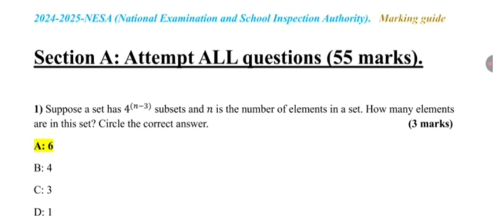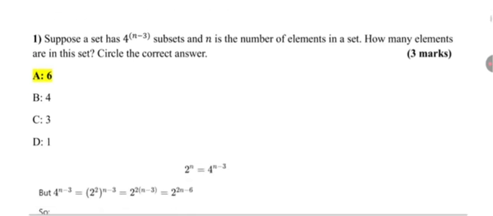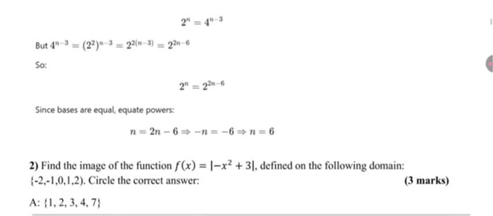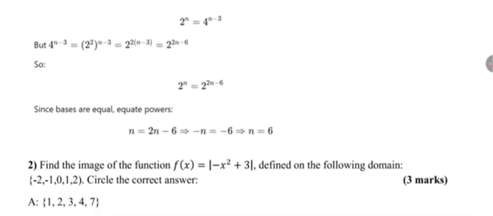As you know, section A requires you to attempt all questions, out of 55 marks. Question one was talking about, suppose a set has 4 power n minus 3 subsets, and n is the number of elements in the set. How many elements are in this set? Circle the correct answer. As you see in yellow, the correct answer is A, which is 6. Here is the proof of that answer: the question is written and worked out.